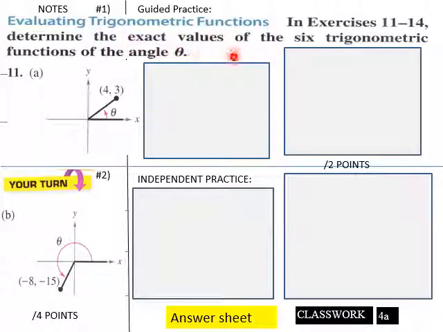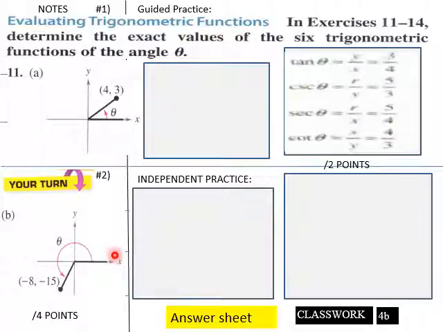Determine the exact values of the 6 trigonometric functions of the angle theta. Here's our angle theta, and then here is our point on the terminal side of this angle theta. Down here, students, this is yours. Teachers, you should wait and let your students attempt both of these and then see if they come out on the right side here.